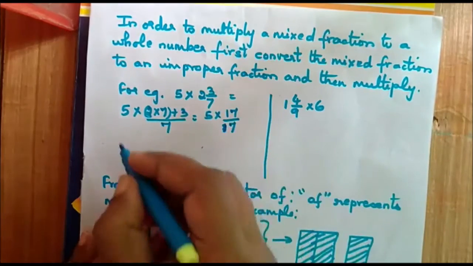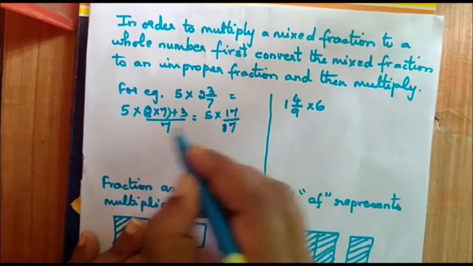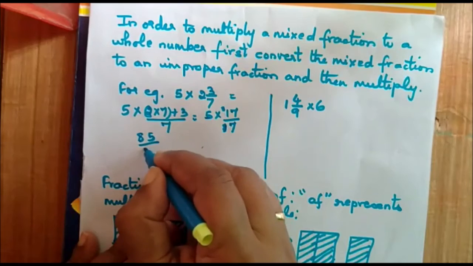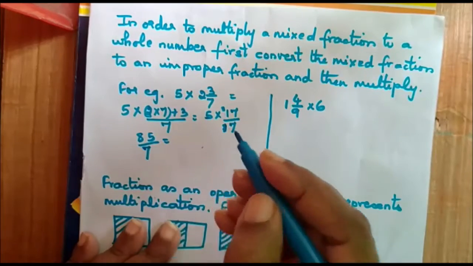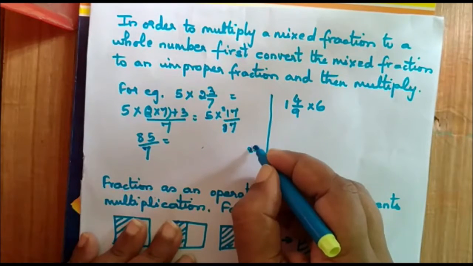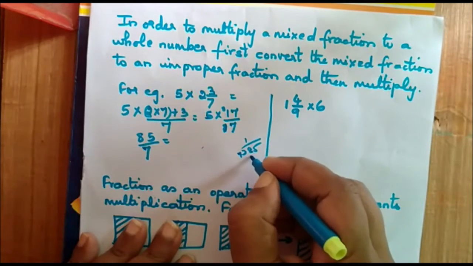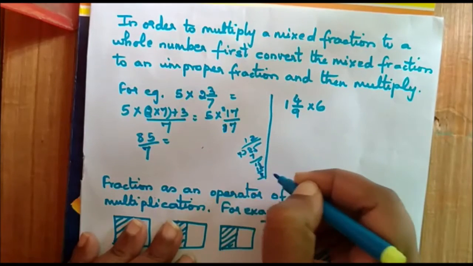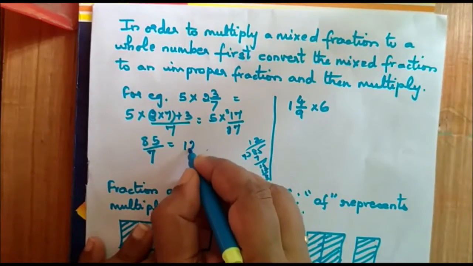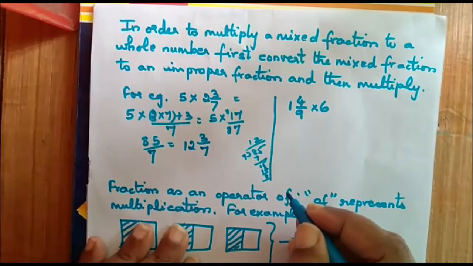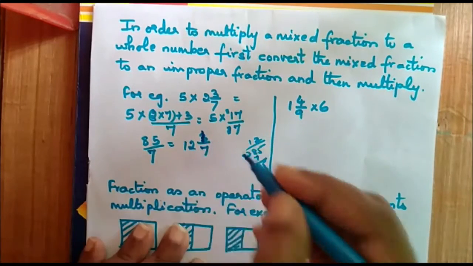So we will now multiply 17 by 7. 5 into 7 is 35 and 5 ones are 5. It is 85 by 7. This we can write as a mixed fraction. How? We will divide 85 by 7. It is nothing but 12 and you get the remainder 1. So this is nothing but 12 and 1 by 7. I hope you all understood this.